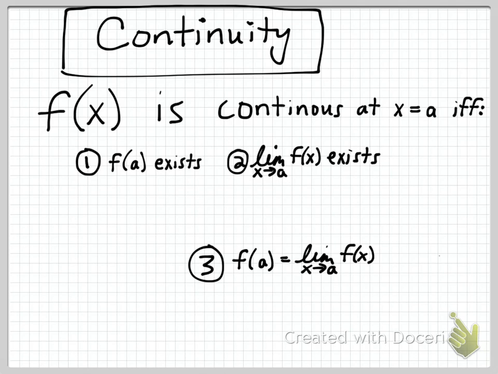The purpose of this video is to talk about continuity at a point. So f of x is either continuous or not continuous at a point. It's one or the other. Three conditions must be met for f of x to be continuous at x equals a.